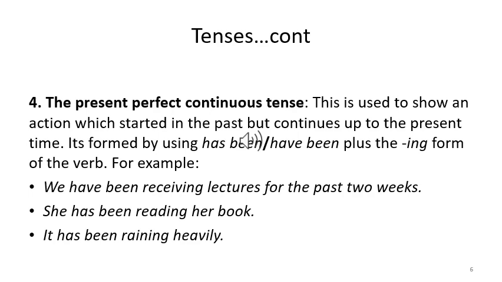We have not concluded. So there's a difference between this one and the previous one. You have to take note of that. We have been receiving lectures for the past 2 weeks. I have been waiting for her since yesterday. She has been reading her book. It has been raining heavily. So all of these are sentences that are telling you that the action started in the past, but it has not finished. And so this is why we call it the present perfect continuous tense.